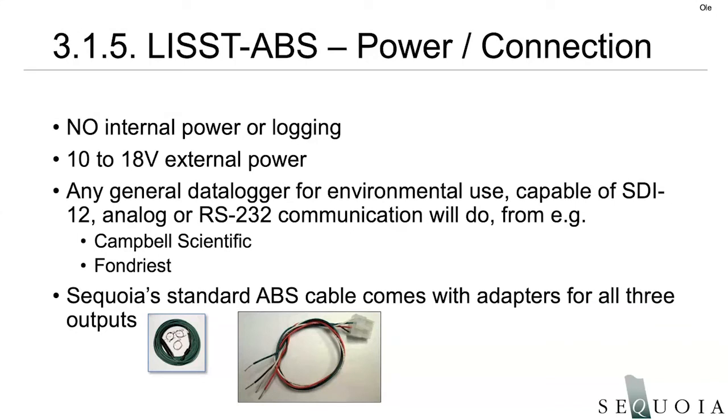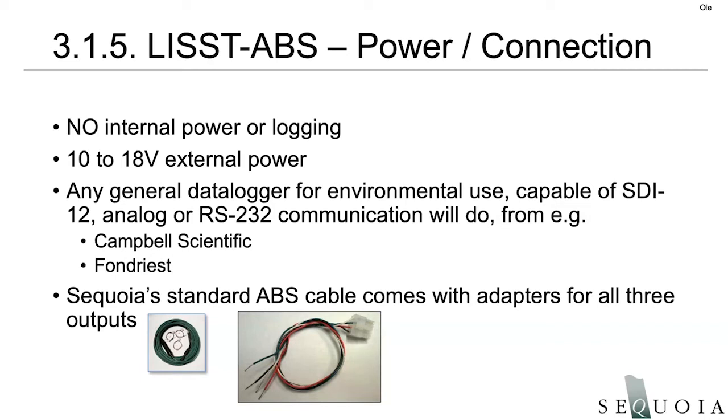RS-232 is used a lot in ocean science applications, whereas SDI-12 I think is used a lot more in environmental applications. So we have Campbell Scientific, which I assume everybody knows, and Fondriest, which I think some of you also know. They have quite a bit of experience with the ABS. We've sold multiple ABSs to Campbell that they have integrated into various systems where they sold the entire system to their customer. The same goes for Fondriest. So we have a good collaboration with both of them.